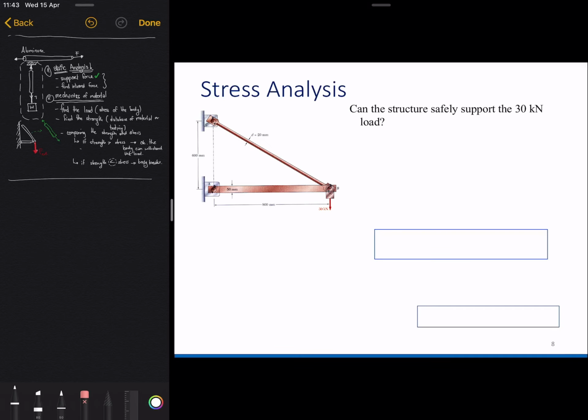And next, can the structure safely support the 30 kilonewton load? Can it be? Let's see. From the static analysis, what we can see here is FAB, this boom, gets compression, and this rod gets tension.